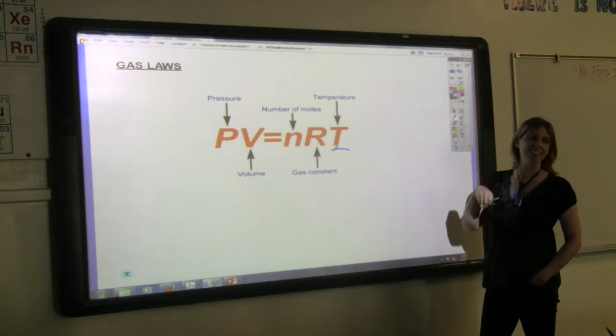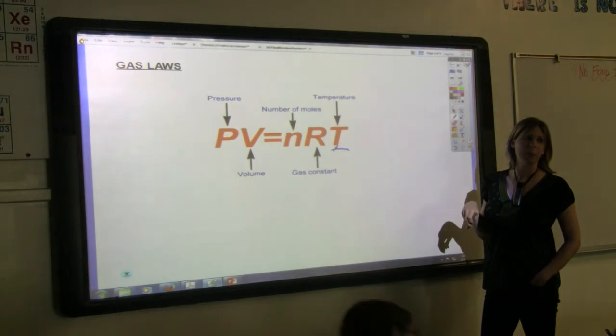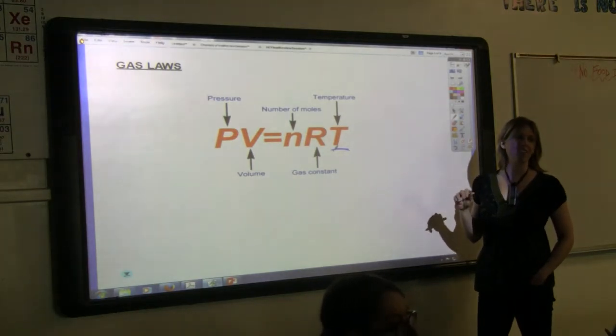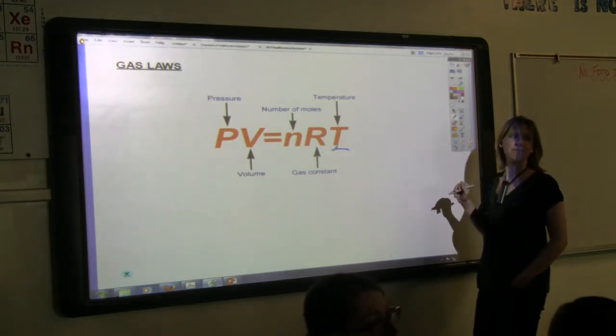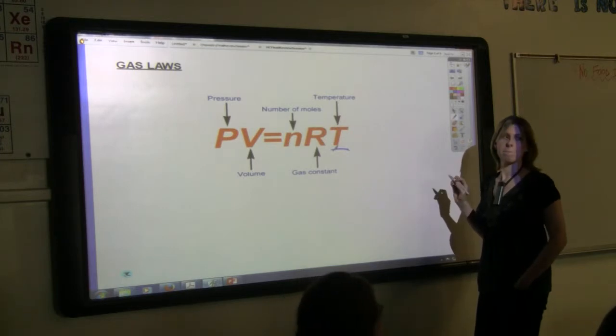What was the equation to get Kelvin? It's C plus 273. It's on your review sheet. That's not on the regular chem test, right? No.